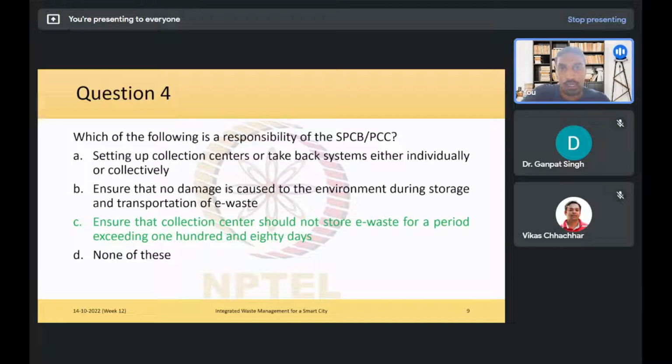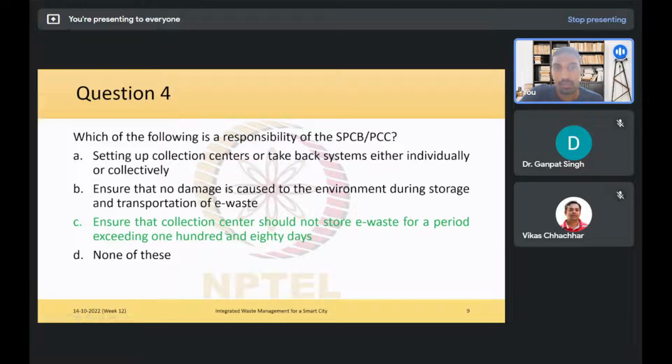In that way, the SPCB knows how much these collection centers are getting and when they are doing it, right? So they have the data and they will have to monitor and make sure that all the e-waste being collected by them is sent out to the proper dismantlers and the recyclers before 180 days pass, right?